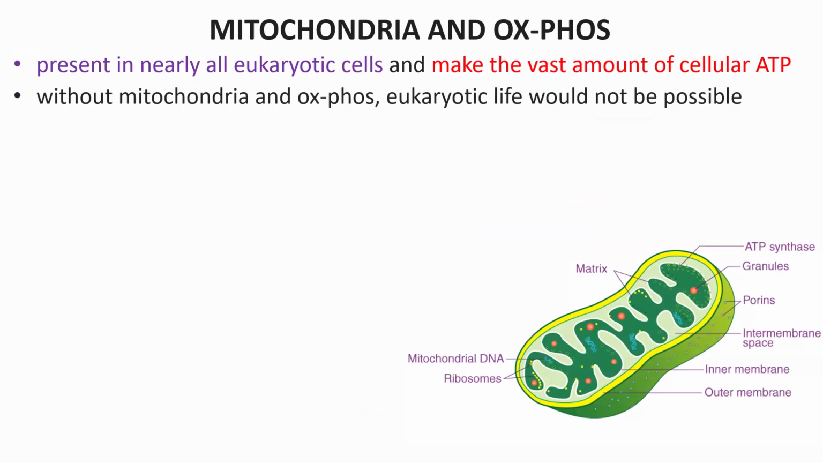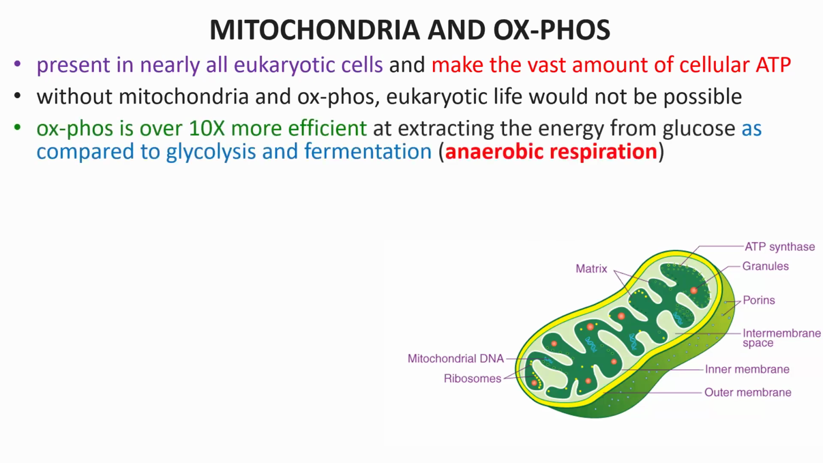Without mitochondria and the oxidative phosphorylation that they allow, it is a fact that eukaryotic life would not be possible. We're simply too complex and require too much ATP to get by without aerobic respiration. We make about 2 ATP with the citric acid cycle and glycolysis. Well, we make 30 with OxPhos. So quite literally, oxidative phosphorylation is 10 times or more efficient at extracting the potential energy from the covalent bonds of glucose and releasing that energy to make ATP.